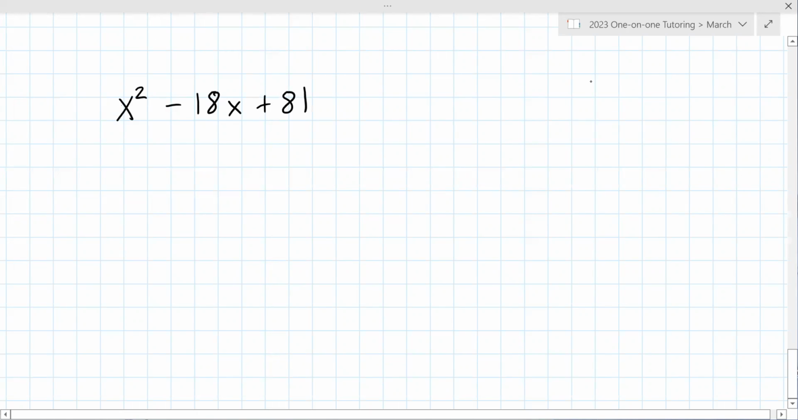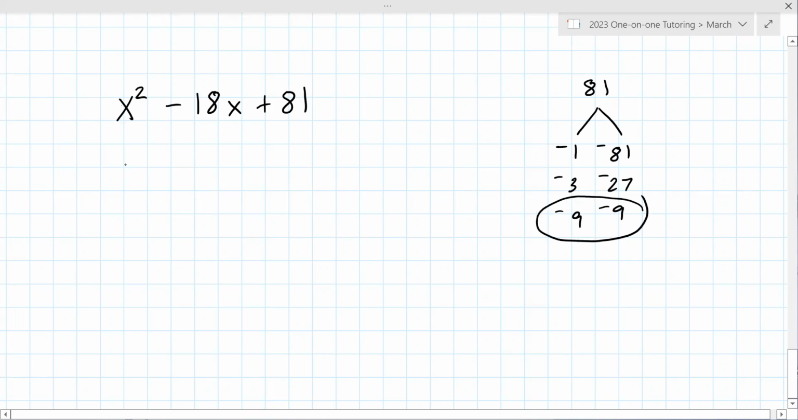Okay. Now, if you go back to how we were doing this problem earlier, you would write out all the factors of 81, 1 and 81, 3 and 27, 9 and 9. And you'd say to yourself, well, none of these add to negative 18. But if you make them both negative, you do the same thing, yes, but now it's got a negative sign. So this becomes x minus 9, or x minus 9 squared.